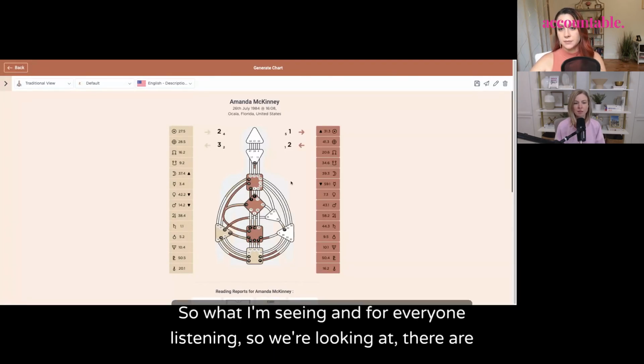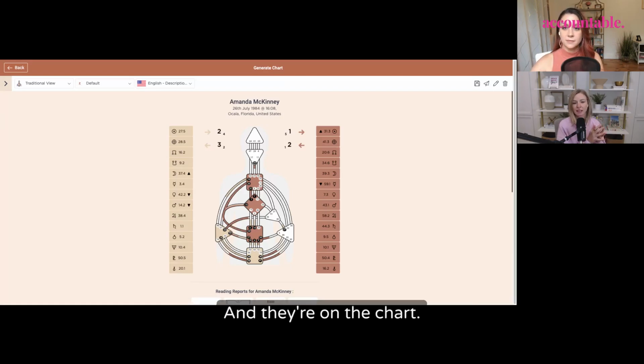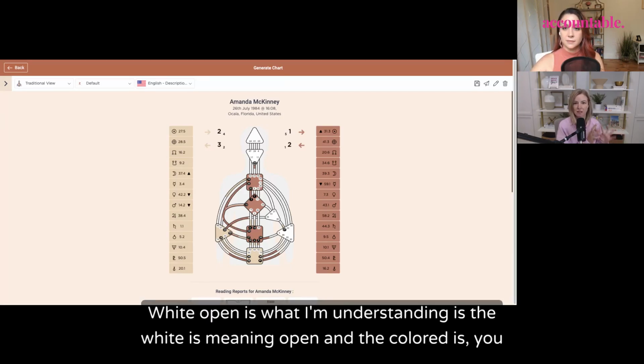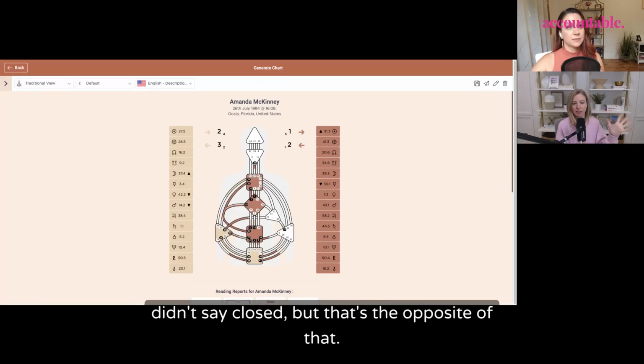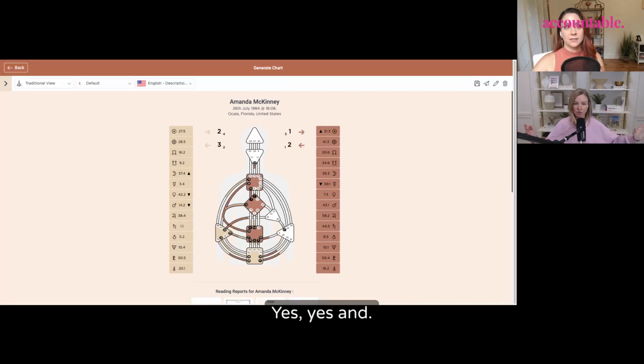So what I'm seeing, and for everyone listening, we're looking at some triangles and squares and stuff, and that's what she was pointing to. And on the chart, white is open, is what I'm understanding, and the colored is, you didn't say closed, but that's the opposite of that. So I would think that would be the word to use. So open is more like helping other people. Yes. Okay. Yes, and.